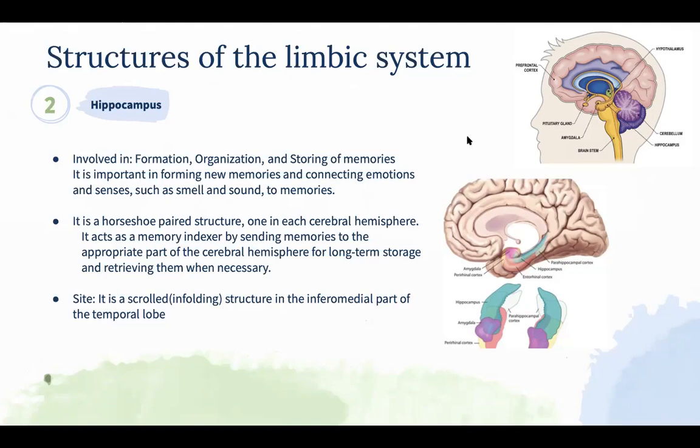So it's a horseshoe paired structure. We have 2 hippocampuses, واحدة في each hemisphere. It acts as a memory indexer by sending memories to the appropriate part of the cerebral hemisphere for long-term storage and retrieving them when necessary. So شغلتها هي الفهرسة، تاخذ الميموري الجديدة ترسلها المكان المناسب في السيريبرال هيمسفير عشان تتخزن long term ونقدر نرجعها بعدين لما نحتاجها أو نتذكرها أو recall it.